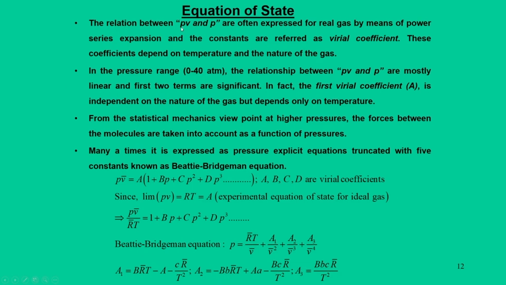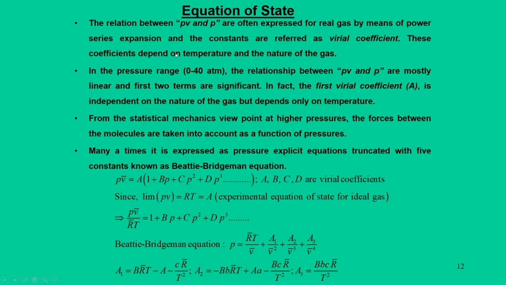Then, moving further, the relation between PV, that is pressure multiplied by volume, and P, if they are taken as independent entities, is often expressed for real gases by means of power series expansions. Before the equation of state was framed, people used to represent PV bar as a power series expansion, which is A times 1 plus Bp plus Cp squared plus Dp cubed and so on, where A, B, C, D are considered as virial coefficients. This is the mathematical way of representing the equation of state.